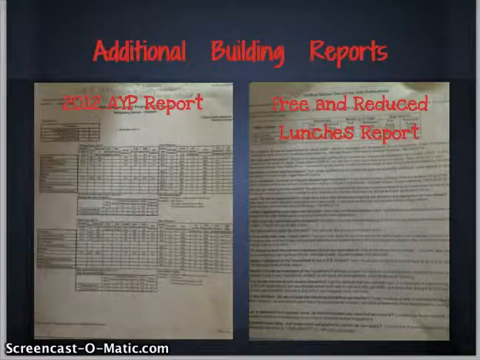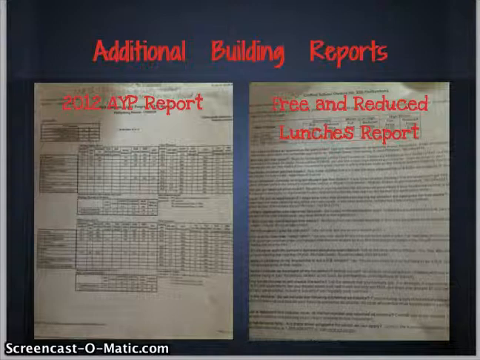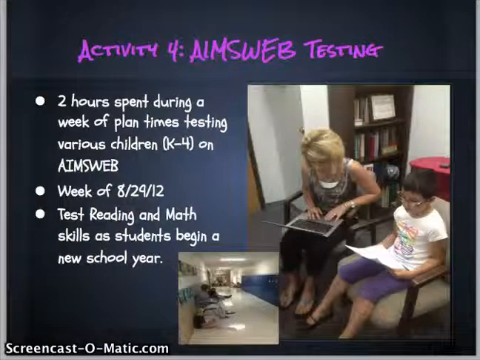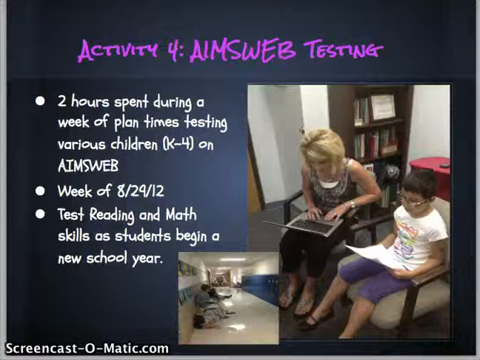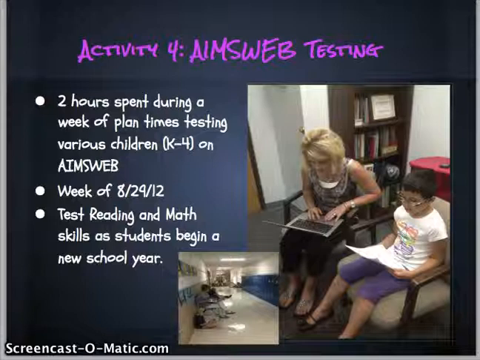a few more, like the AYP report from this last year and free and reduced lunches. Ames web testing is a huge one that we do. It's beginning of the year, like the first week school has started. Then we'll do it again around Christmas and again at the end of the year, and it helps with like math and reading MTSS placement, and it's good data for parents to see where their child is at.